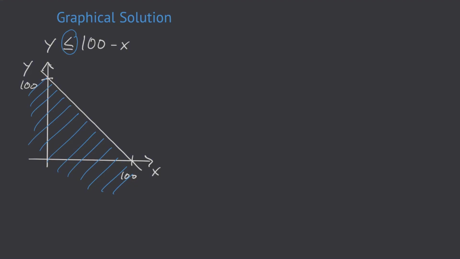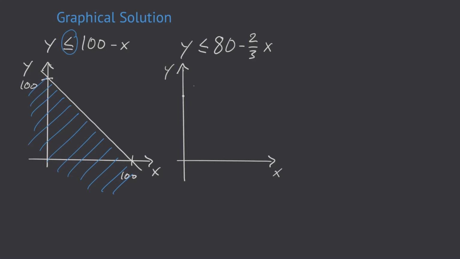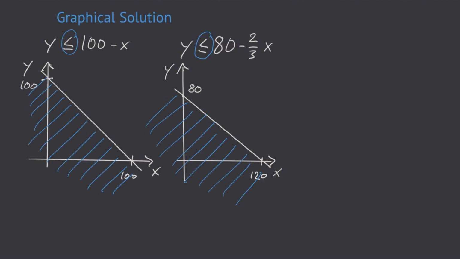The second one is y is less or equal 80 minus 2/3 x. Now again, we can draw this as a small example. This line starts here at 80 and here meets at 120. And again, this inequality means everything below this line is in that region. So for all the points in this blue region, it's true that y is less or equal than 80 minus 2/3 of x.